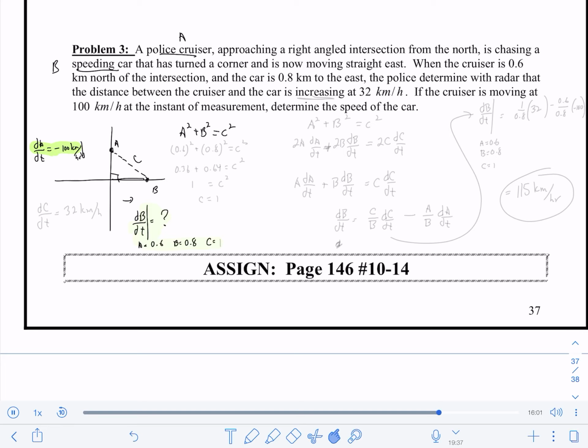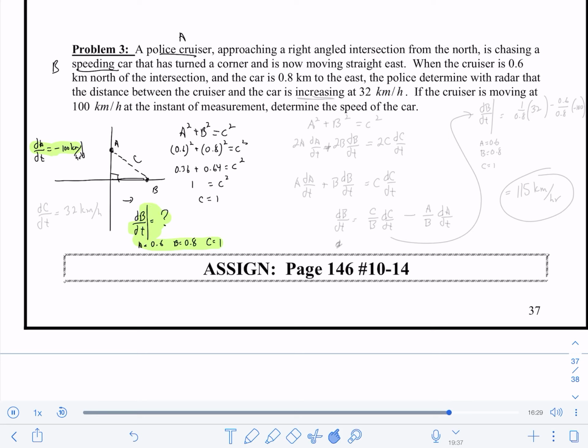Okay, so we don't know C, we need to figure it out. So 0.6 squared plus 0.8 squared equals C squared, and 0.36 plus 0.64 equals C squared. Add those together, and 1 equals C squared, so C equals 1. So that makes that kind of easy. So here we have the two rates.